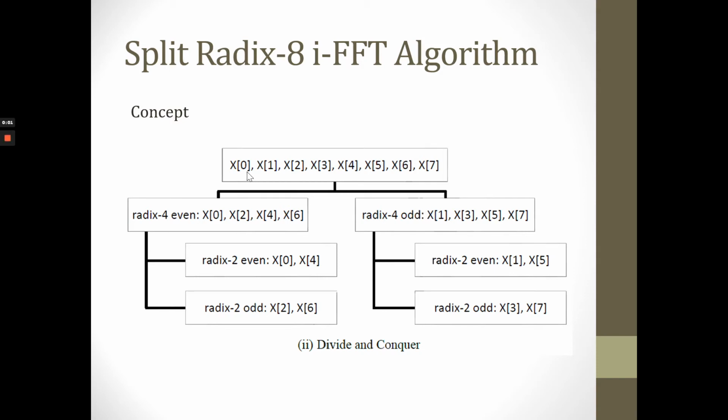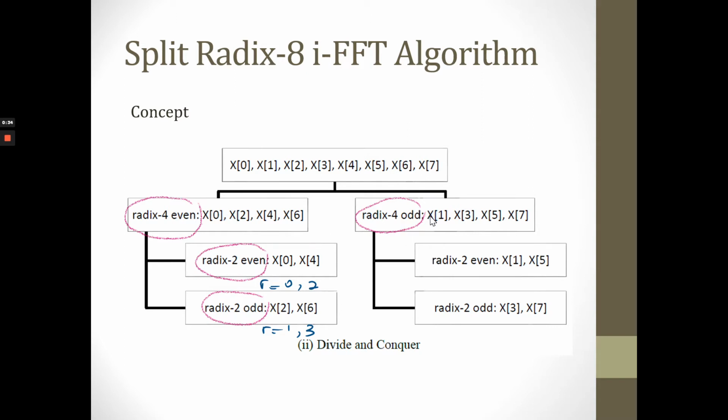So for the split radix inverse fast Fourier algorithm from Xk, k equal to 0 until 7, it consists of radix 4 even, x0, 2, 4 and 6, and radix 4 odd, x1, 3, 5 and 7. For radix 4 even, it consists of radix 2 even, x0 and x4, based on r equal to 0 and 2, and radix 2 odd, based on r equal to 1 and 3, which is x2 and x6.